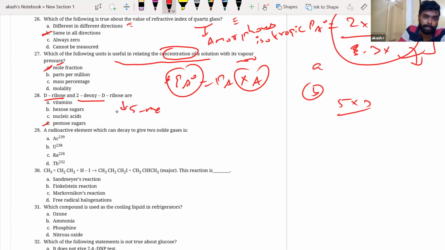These are 5-membered rings. Both deoxyribose as well as ribose are 5-membered rings. They are not hexose sugars, they are pentose sugars. But your glucose and fructose are 6-membered rings, so they are hexose sugars.